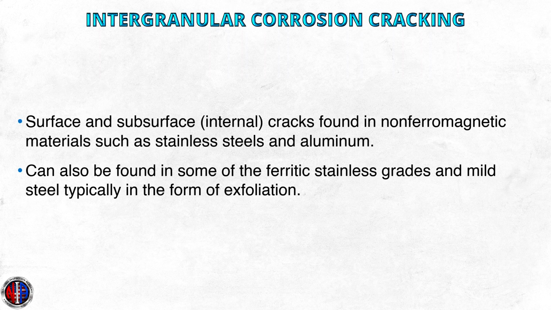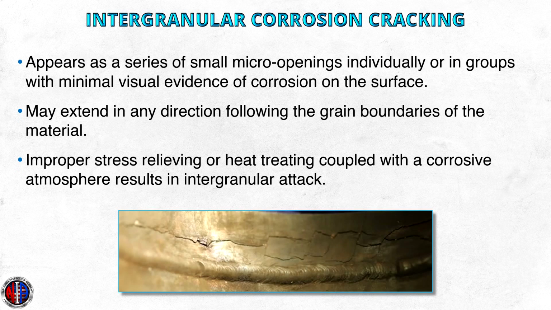Intergranular corrosion cracking. Intergranular corrosion cracking comprises surface and subsurface cracks found in non-ferromagnetic materials such as stainless steels and aluminum, but can also be found in some of the ferritic stainless steel grades and mild steel, typically in the form of exfoliation. Intergranular corrosion cracking appears as a series of small micro-openings, individually or in groups, with minimal visual evidence of corrosion on the surface. Intergranular corrosion may extend in any direction following the grain boundaries of the material. Improper stress relieving or heat treating coupled with a corrosive environment results in intergranular attack.